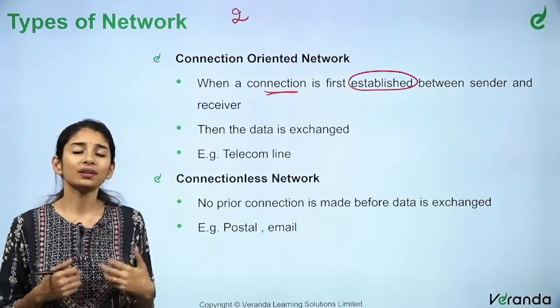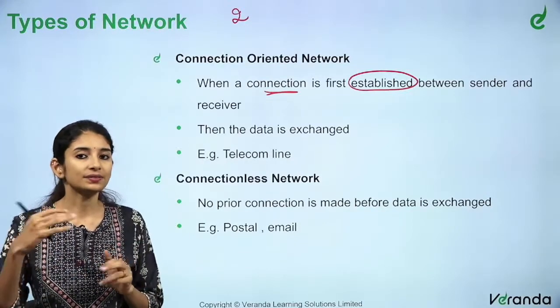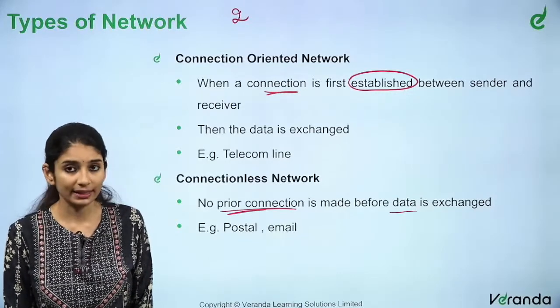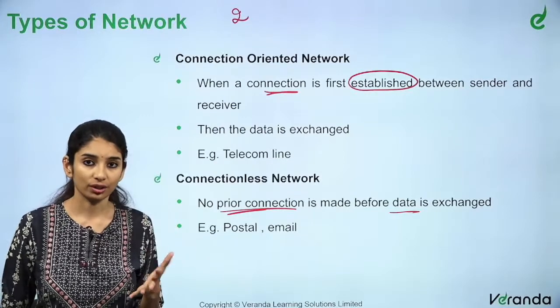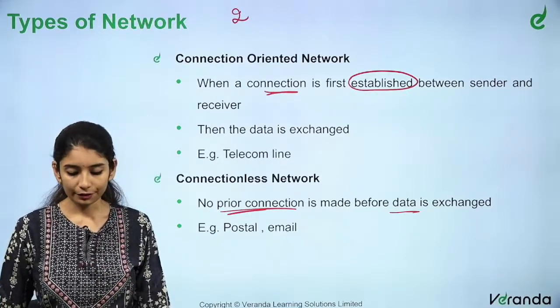Connection-less network: when you want to send an email to someone, you just send it and the person receives it at a different time. So no prior connection is made before the data is exchanged. Before the data is exchanged, you don't need to make a connection, SMS or email, right? Clear, very good.